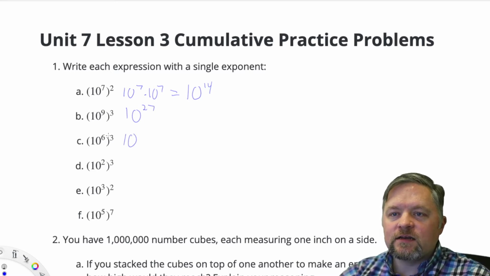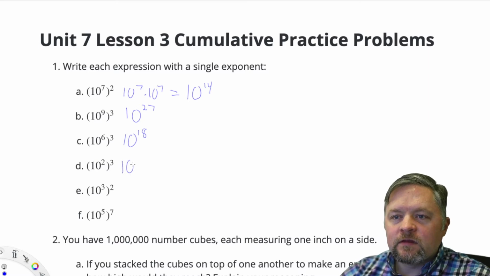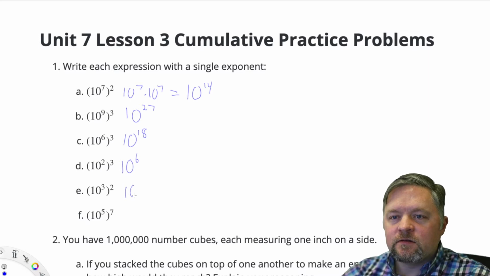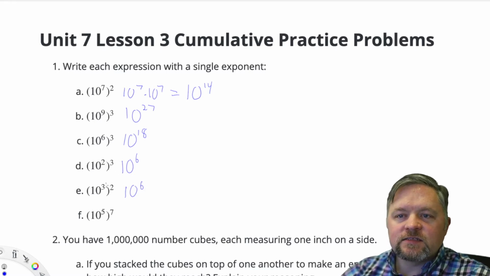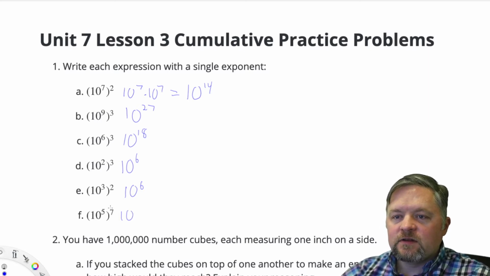Next one, 10 to the power of 6 to the power of 3. 6 times 3 is 18. 10 squared to the power of 3. 10 squared cubed, 2 times 3 is 6. 10 to the power of 3 squared, 2 times 3 is 6. This is kind of neat to notice that both of those, although they look like different problems, do give the same result. 10 to the power of 5 times 7 is 35.